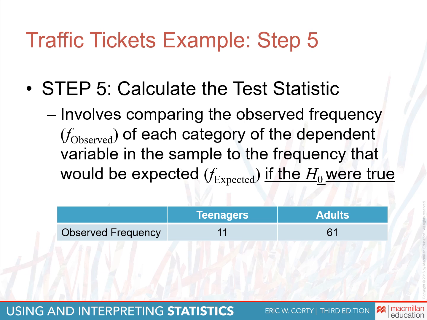All right, so now it's time to calculate the test statistic. In calculating the test statistic, what we want to do is compare the observed frequency of each category of the dependent variable, which we'll call F observed, to what frequency we would expect if the null hypothesis were true. And that's what we would call F expected. So we already know the observed frequency, right? When we look at the distribution of tickets, we found that 11 of them occurred in teenagers and 61 of them occurred in adults. And that's our observed frequency, and we want to compare that to an expected frequency.